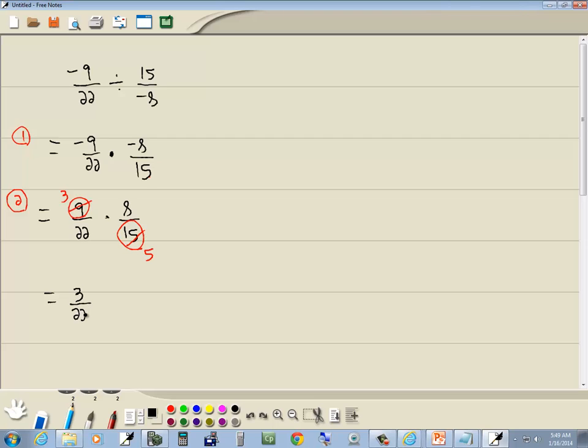So 3 over 22 times 8 over 5. Still can do a little bit of simplifying. 22 and 8, they're both divisible by 2. 8 divided by 2 is 4. 22 divided by 2 is 11. So we're left with 3 over 11 times 4 over 5. Doesn't look like I can simplify anything further, so I go on to my last step.